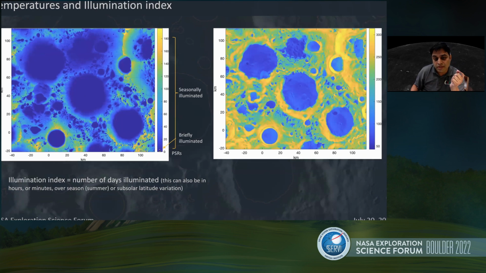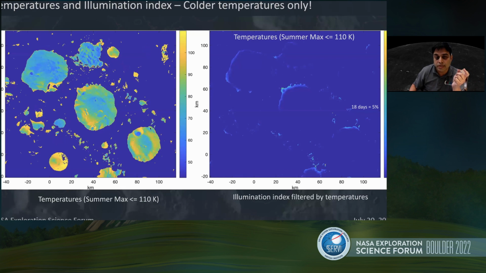But even here, the 0 is just no illumination. So those are the PSRs. But even here, you actually have positions which have cold temperatures. And that's what we look into further. On the left-hand side, you actually have temperatures, and this one has been filtered to less than 110 K because it's kind of a magic number right now, right? But then on the right-hand side, these are numbered and colored by the number of days that they are illuminated.